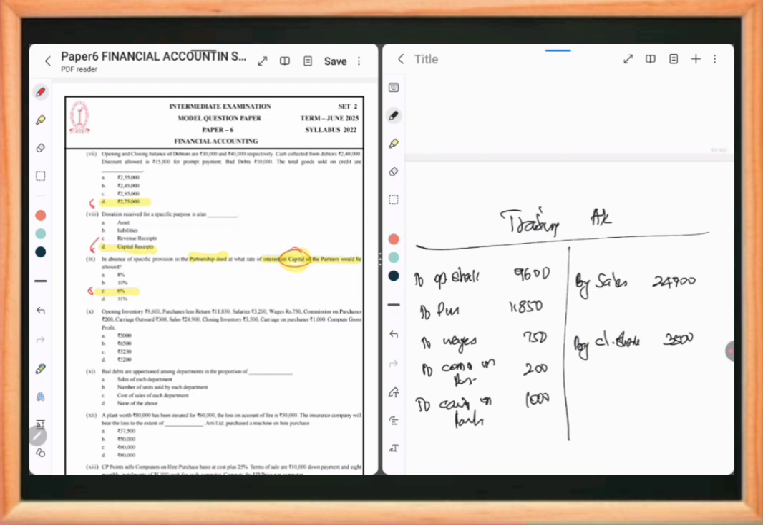So if you balance, you will find out the gross profit. So 24,900 plus 3,500 minus 9,600 minus 11,850 minus 750 minus 200 minus 1,000. So 5,000 rupees will be the gross profit. So this answer, the total amount 24,900 plus 3,500, so 28,400. So 5,000 rupees is the gross profit.